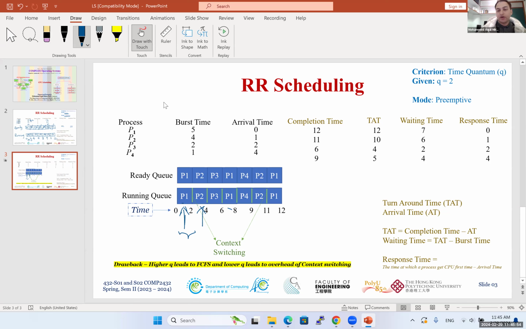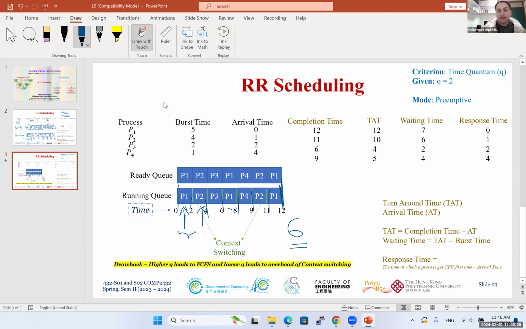So there could be a question like, how many times does context switching take place in this numerical? Remember, the context switching takes place here: 1, 2, 3, 4, 5, 6. So in total, context switching takes place 6 times. You will not count the initial one and the final one, because there is no switching happening there.